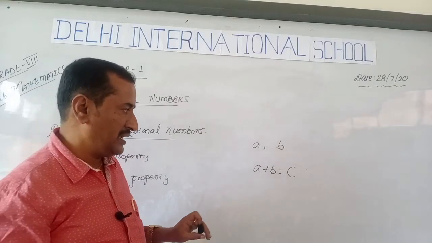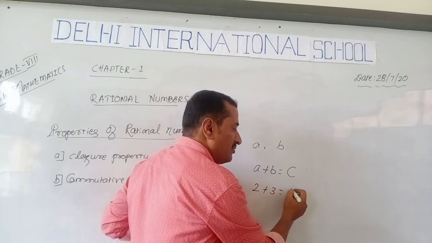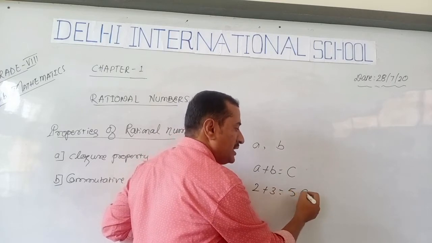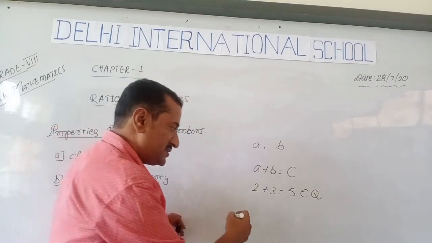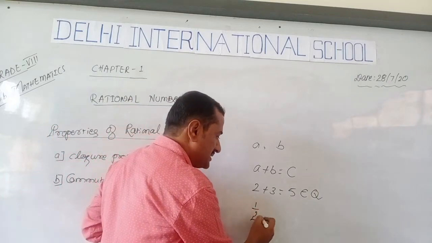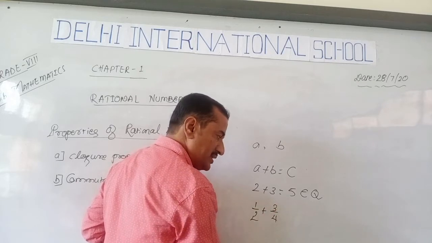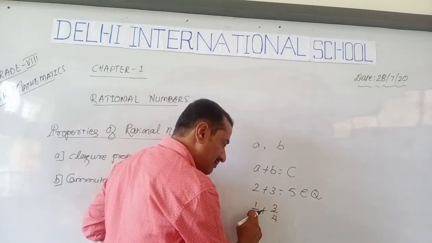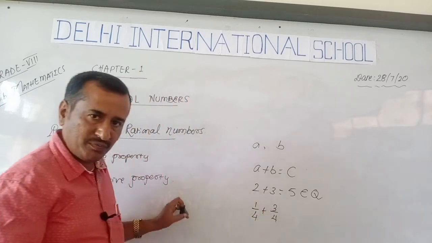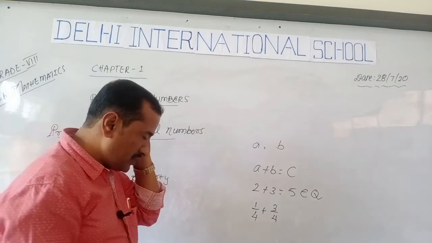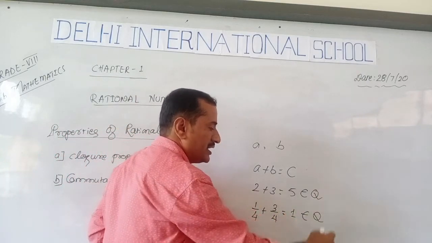See, for example, 2 plus 3 is equal to 5. 5 is again a rational number. Let us take some fractions, half plus 3 by 4. Right? In order to make it easy, I will choose 1 by 4 plus 3 by 4. What is 1 by 4 plus 3 by 4? It will give you 1. Again, it belongs to the rational numbers.